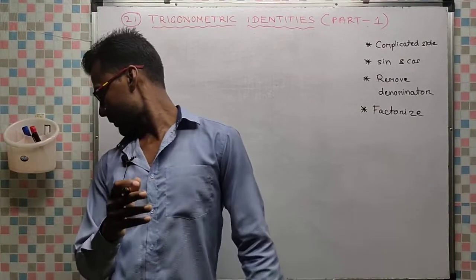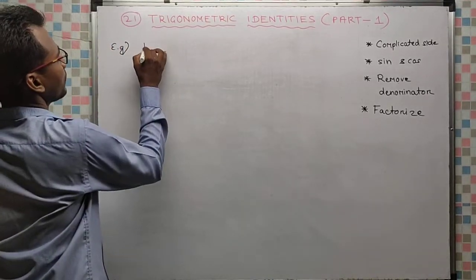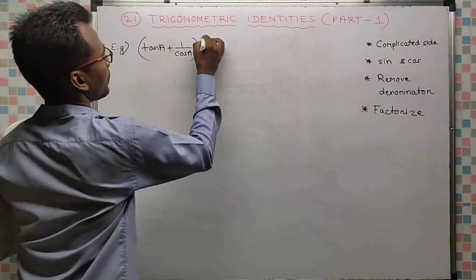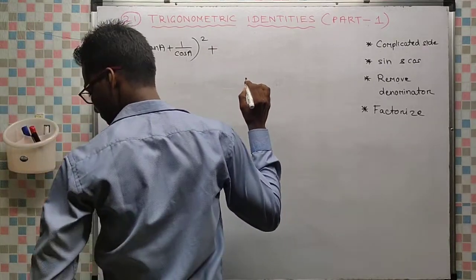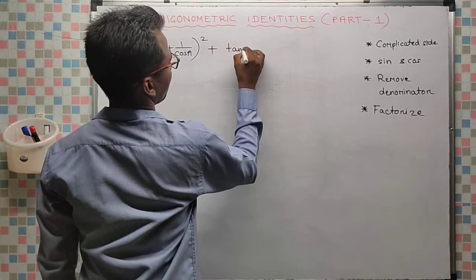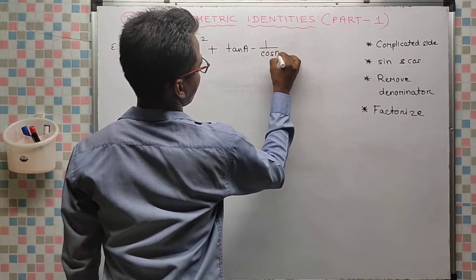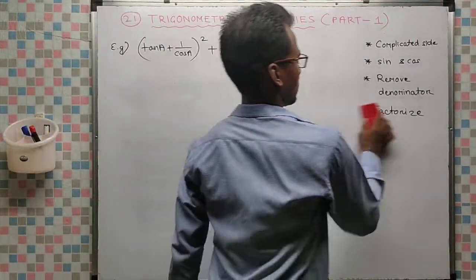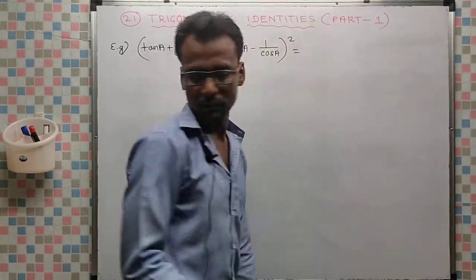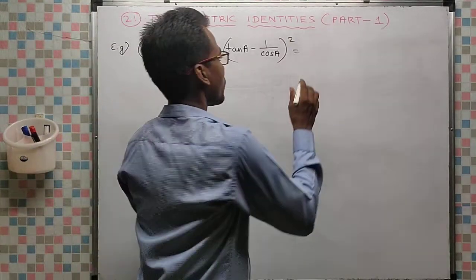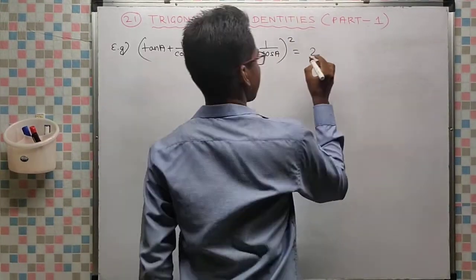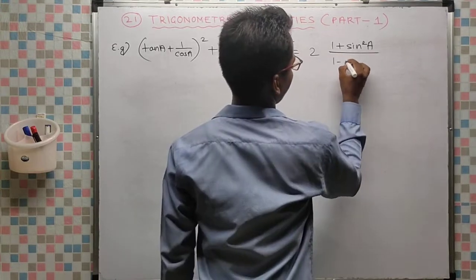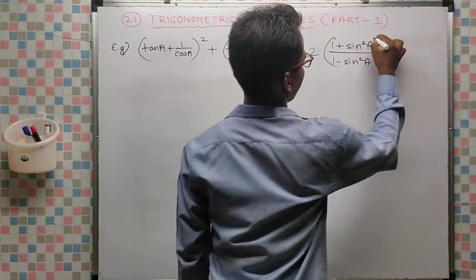Tan A plus 1 by cos A, whole square, plus tan A minus 1 by cos A, whole square, is equal to 2 whole, 1 plus sin square A by 1 minus sin square A.